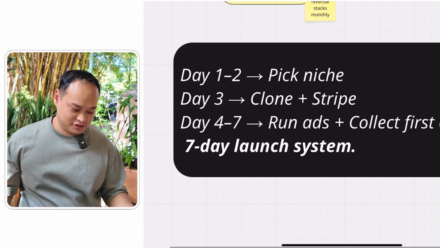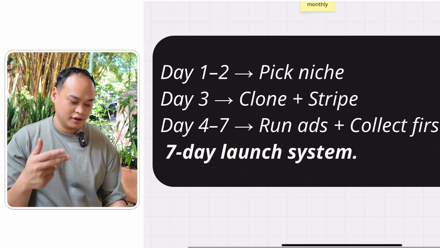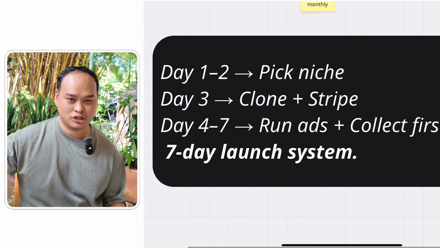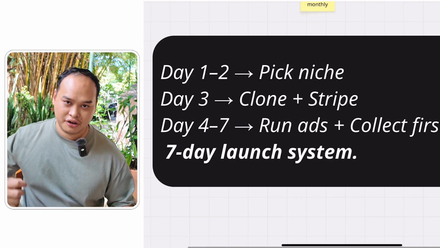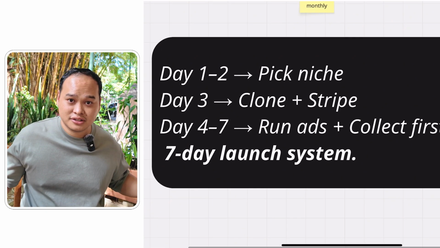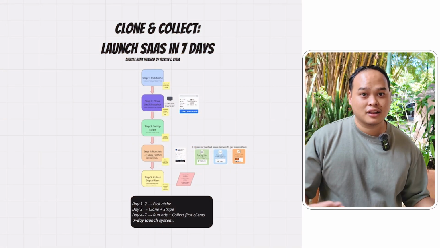So it's simply just 7 days. You go from day 1 to day 2 picking a niche. Day 3, you're cloning Business in a Box, a proven SaaS system, setting up a checkout page with Stripe, connecting Stripe. Day 4 to 7 is you're setting up client acquisition, running ads, and then you're collecting your first few clients, either doing free trials, demos, or webinars, presenting to one or multiple people at the same time. That's a 7-day launch system.